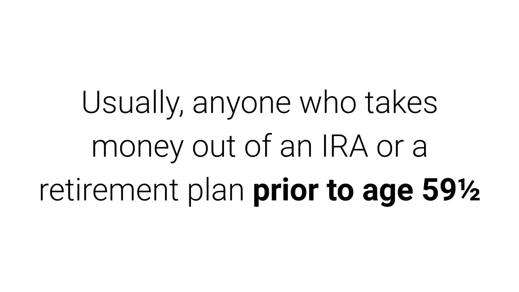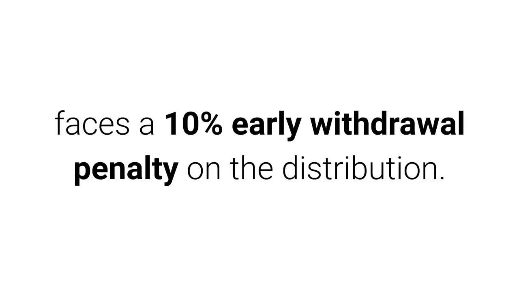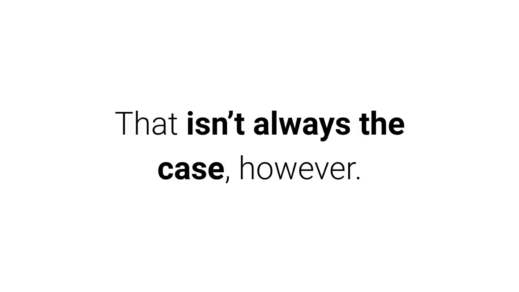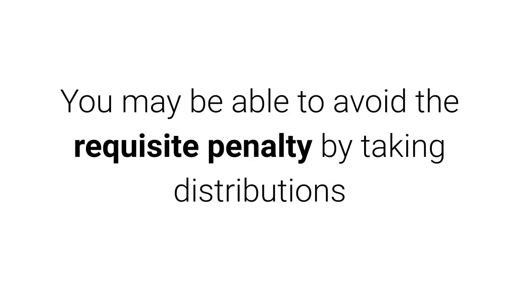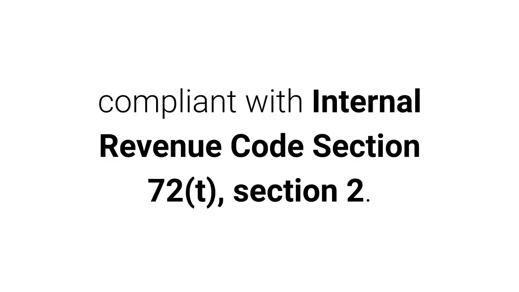Usually, anyone who takes money out of an I.R.A. or a retirement plan prior to age 59 and a half faces a 10% early withdrawal penalty on the distribution. That isn't always the case, however. You may be able to avoid the requisite penalty by taking distributions compliant with Internal Revenue Code Section 72T, Section 2.